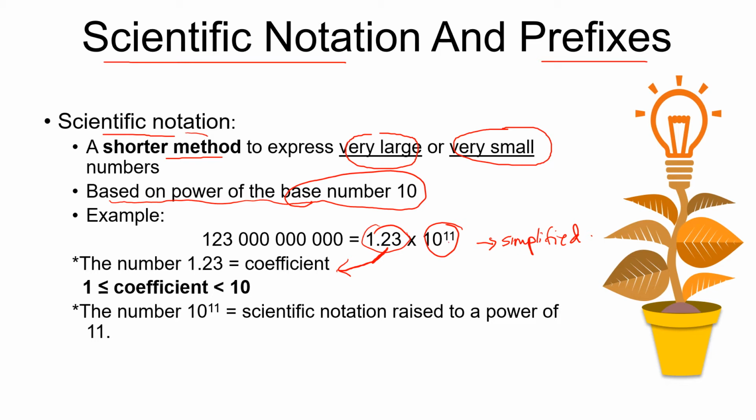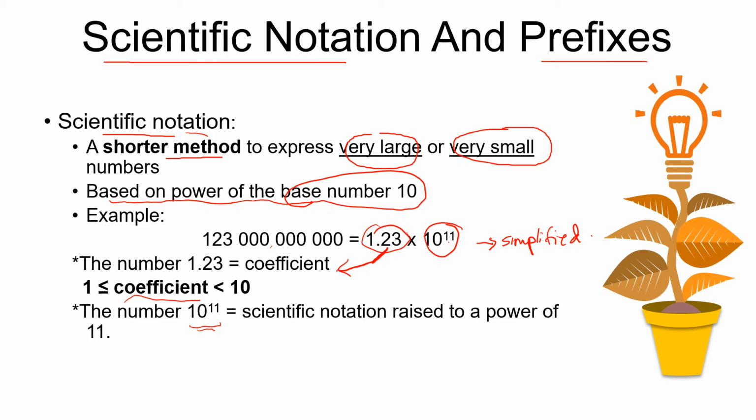So basically the coefficient number is between the 1 to 10. Okay, kita tak boleh letak kalau macam ni kan, awak dah letak 1, 2, 3 ni, takkanlah awak nak letak 123,000 times 10 kuasa 6. So itu adalah bukan the scientific way. Okay, scientific notation basically the coefficient must be between 1 to 10. So the number of 10 power of 11 is a scientific notation raised to a power of 11.